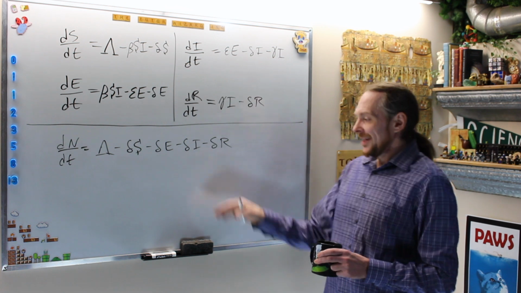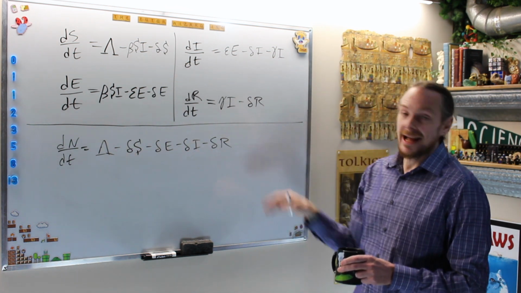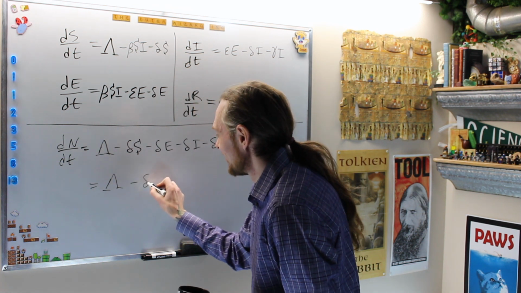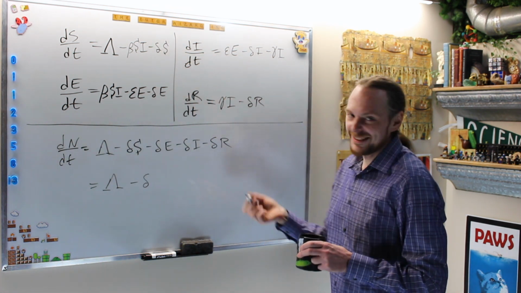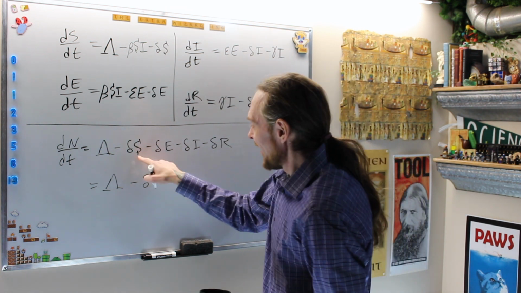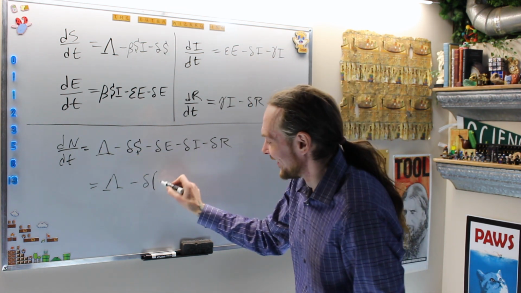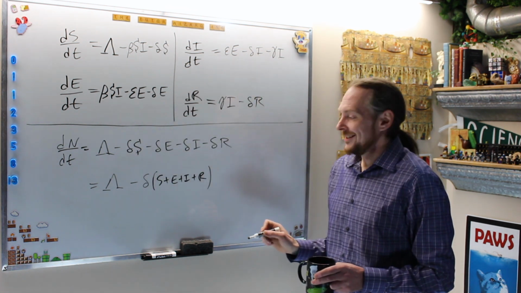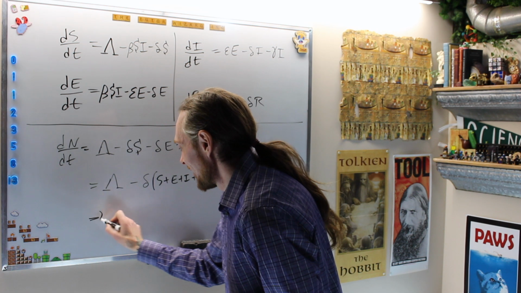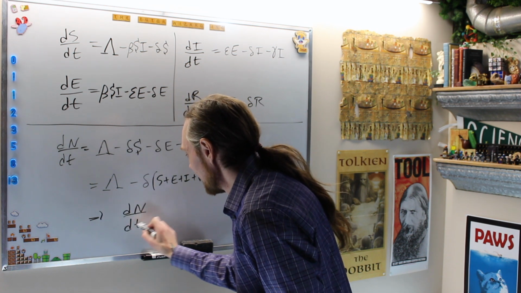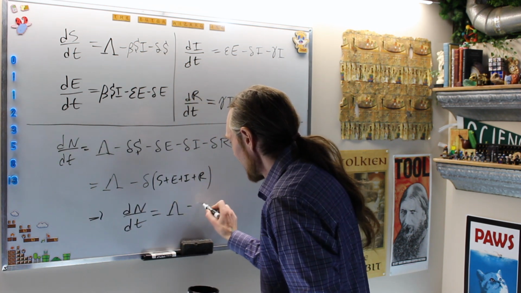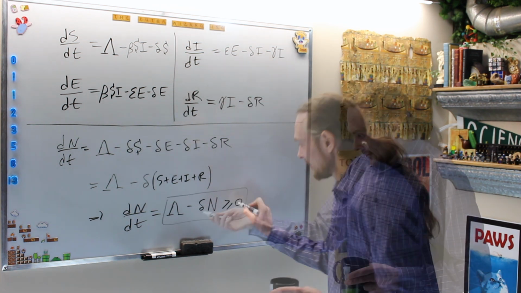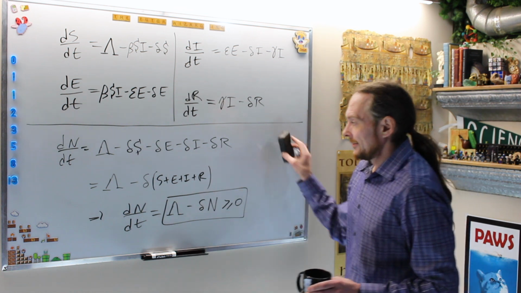When we clean it up and keep all of the things that hadn't canceled, we get this. And we're going to be clever again. I stole all these tricks from my supervisors, but now I get to show them. S plus E plus I plus R. And that, of course, says that dN/dt is equal to lambda minus delta N. And we want that to be positive. We can solve that and get a condition for N.